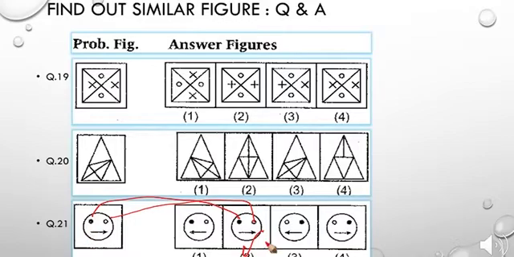In case of option 3, the first figure here inside the circle should be a black dot, but it is a blank circle, so this can't be the answer. Similarly, in case of the next answer figure, the arrow direction is the same, but the places of these two designs, circle and black dot, have changed, so this can't be the answer. So clearly the answer for question number 21 is 2.